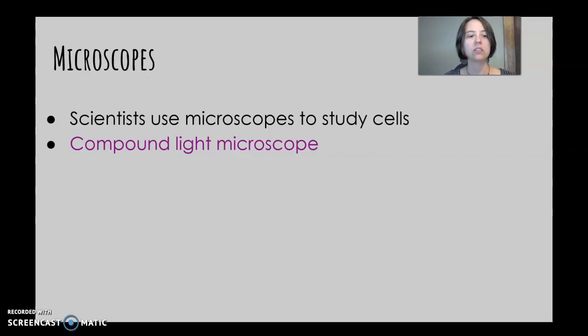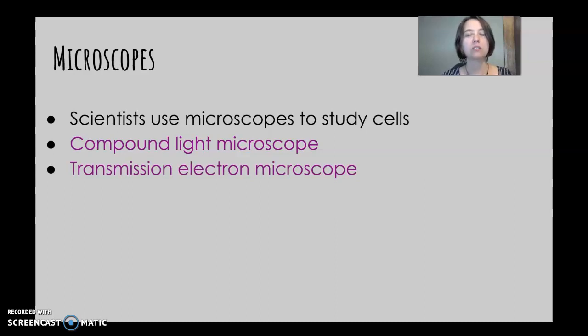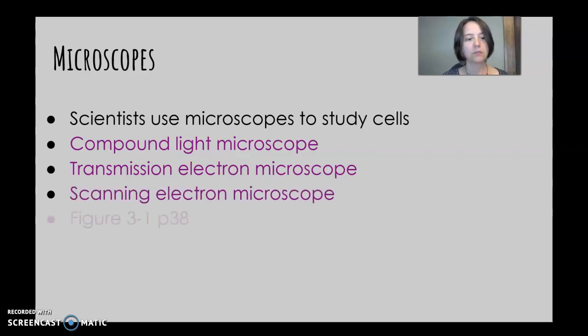Please write this down. Scientists use microscopes to study cells. And then, just paying attention here, you don't have to write it down. The compound light microscope is a type of microscope we use. And then transmission electron microscope is, I'm going to pull these all up so we can see the page. On page 38, there are some good pictures for the examples.